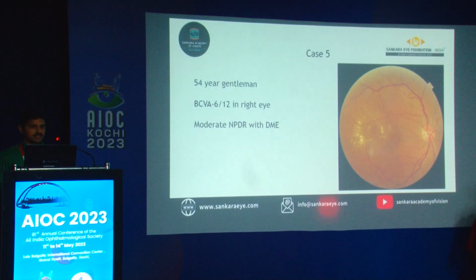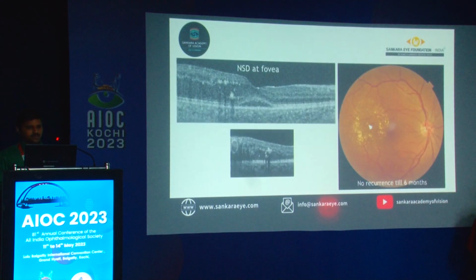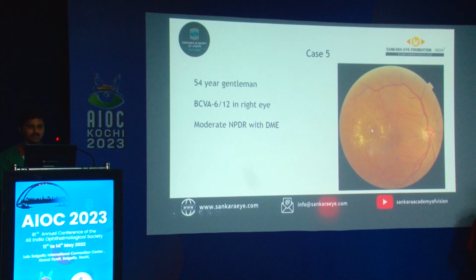Moving on to another case, a 54-year-old gentleman with moderate non-proliferative diabetic retinopathy with DME. On OCT, we could see that there was neurosensory detachment at the fovea with macular edema, and there was a hyperreflective rim with a hyporeflective lumen, which corresponded to an aneurysm with a white rim.